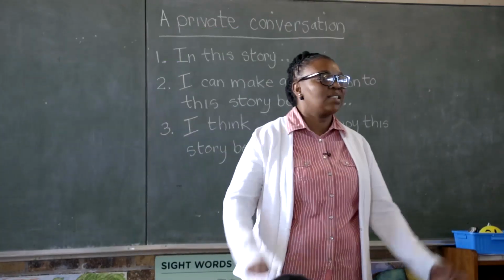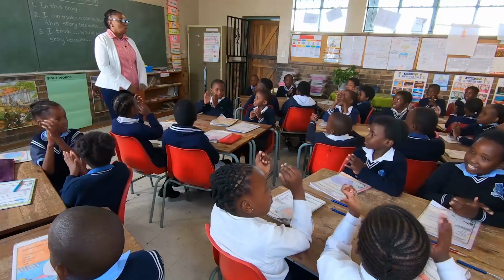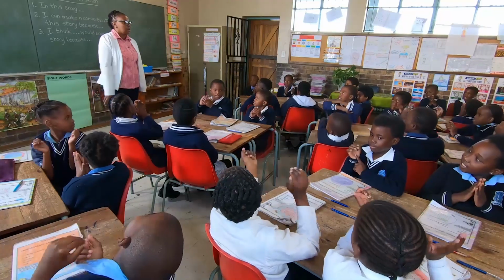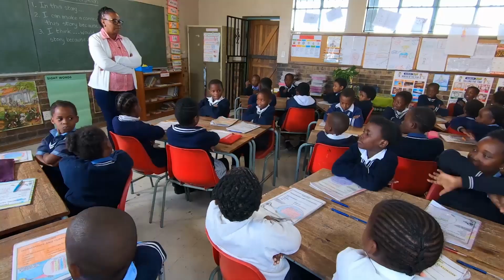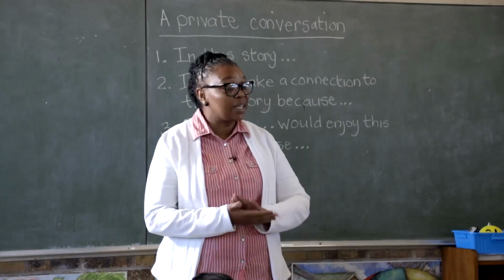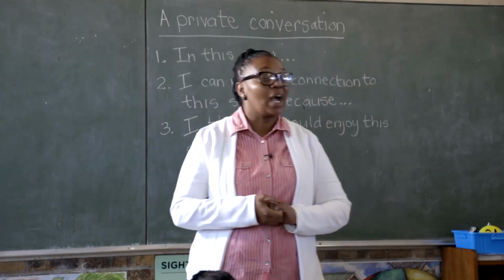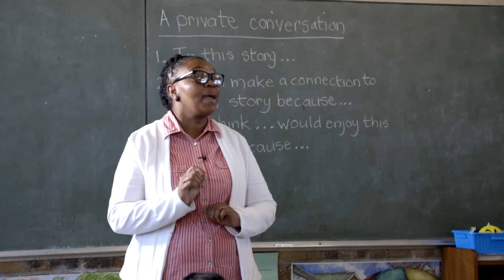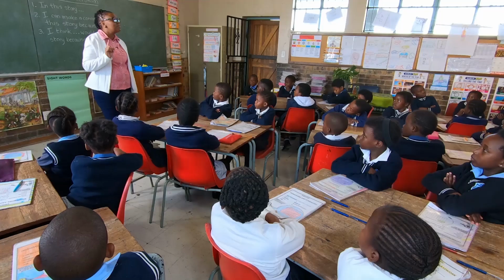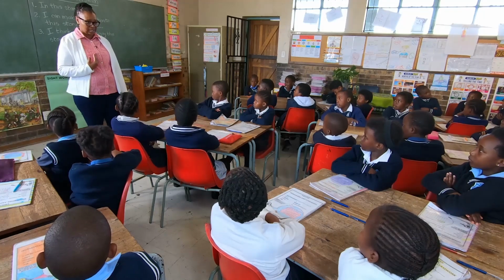Okay, class, clap once, clap once, clap once, clap twice, once, twice, once, twice. Now fold your arms and listen. Right, you remember the story that we read about the private conversation? Yes. Right, so now we are going to do what we call a personal recount. When we do a personal recount, it means we retell the story in our own words, right?